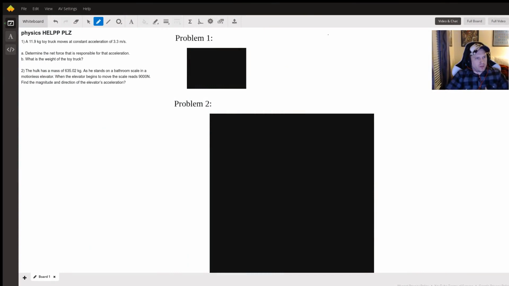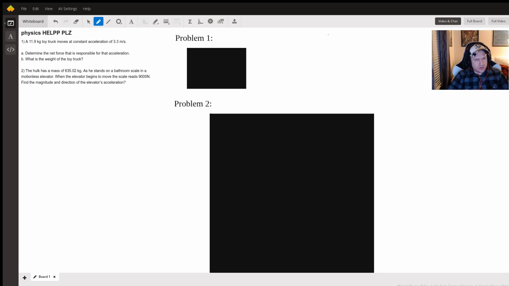All right, we got a physics problem here I'm going to try to help out with. In the first part, we've got an 11.9 kilogram toy truck that moves at a constant acceleration of 3.3 meters per second. And the question is to determine the net force that is responsible for that acceleration.